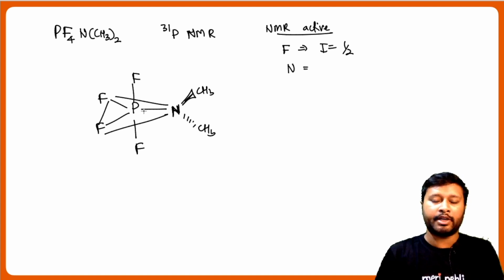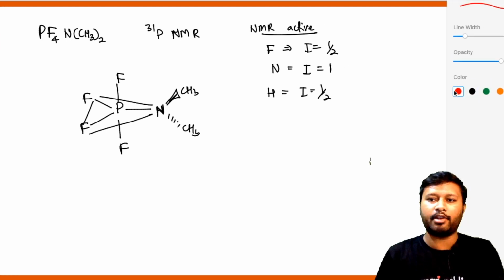So it will not cause a splitting on its own. So we are just looking upon the other things. Nitrogen has an I value of 1. All right. And we also have hydrogen here. So let's look upon them also. I value is half. Let's see how many lines it is going to split up into. We have two types of fluorine. As I said, one will be axial and one will be equatorial.